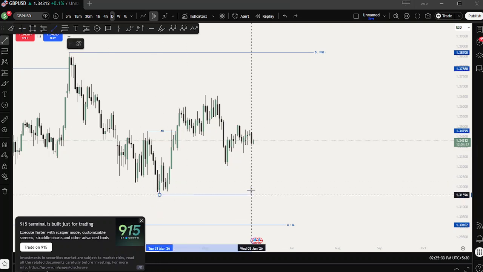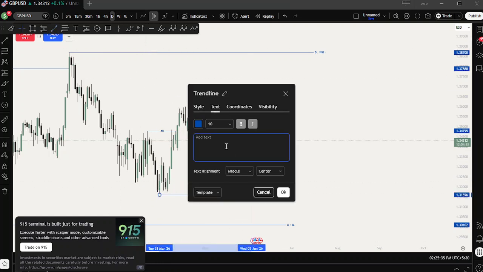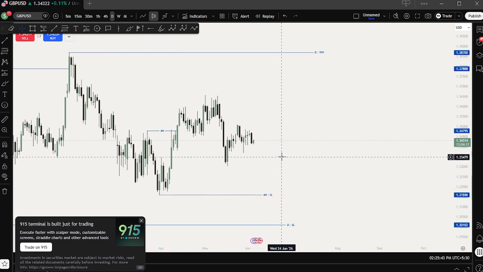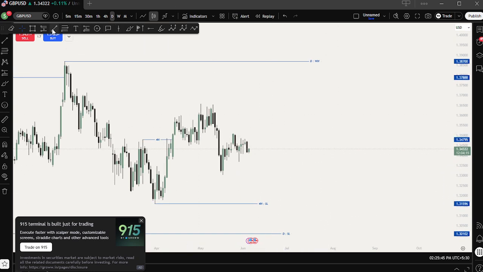So yes, this is my 4-hour strong low. By the way, SL means strong low. And this would be my 4-hour weak high.